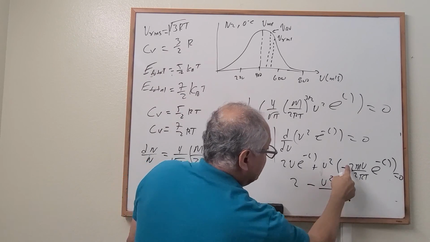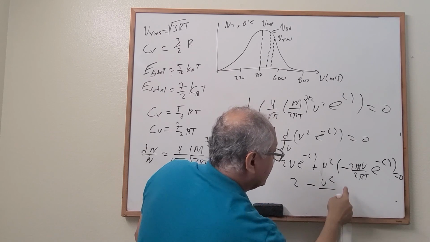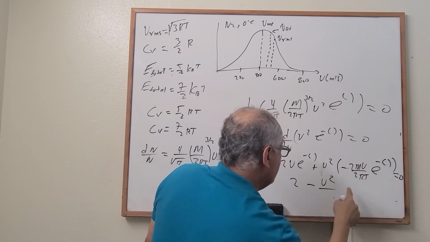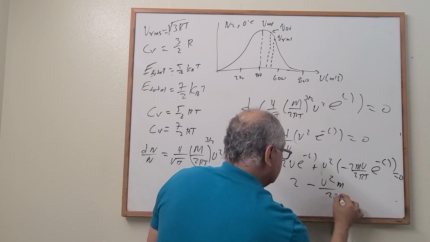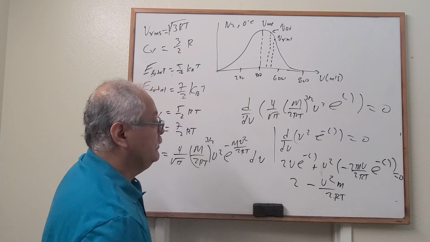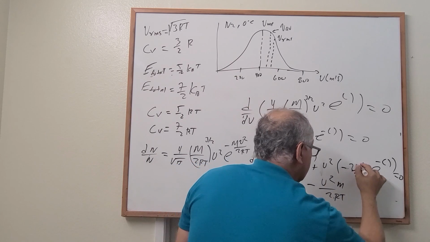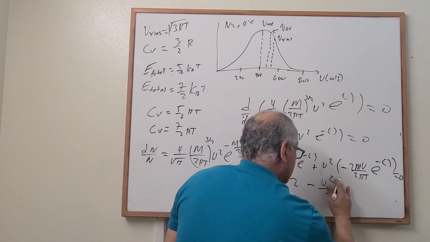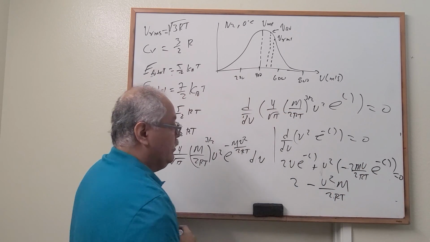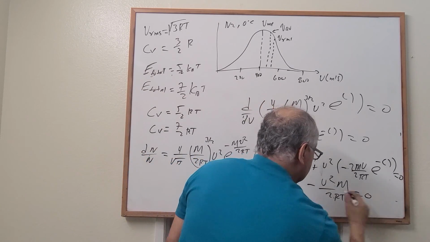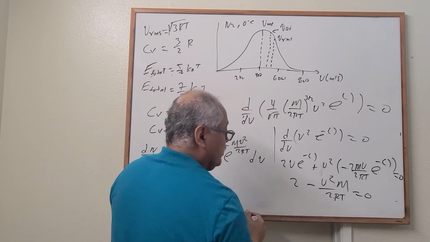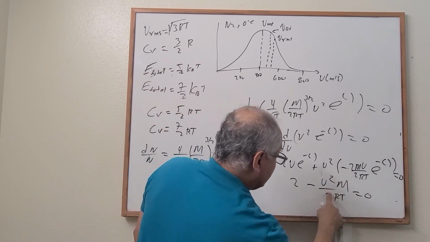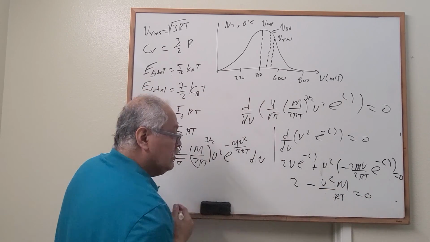Divided by this, these two cancel. We have M on the top, the big M, and RT, equals 0, correct? From here, this 2 is cancelled, right? So what do we have?